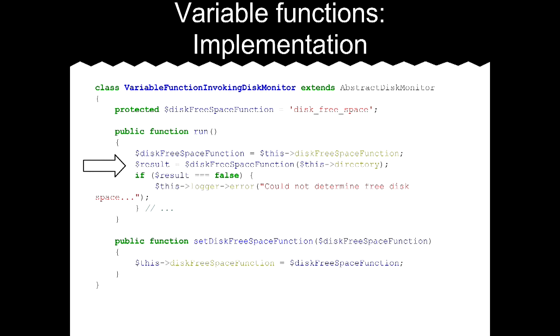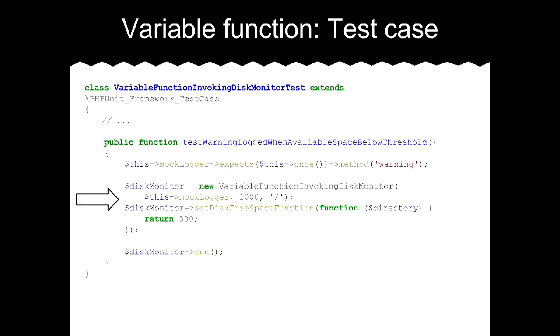Here's a re-implementation of our disk monitor that uses this technique. It isolates the use of disk_free_space by invoking it using a variable function. By default, this variable is set to the name of the global function. But in test cases, you can inject a new variable function using the setter, and thereby control the behavior of disk_free_space. So here's the test case that does just that. We pass in a function that always returns 500 bytes, and that allows us to simulate the condition of low disk space. And we can then verify that a warning is logged.